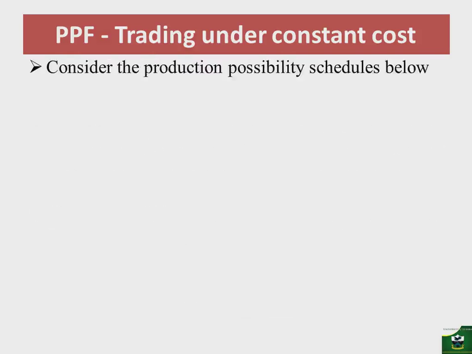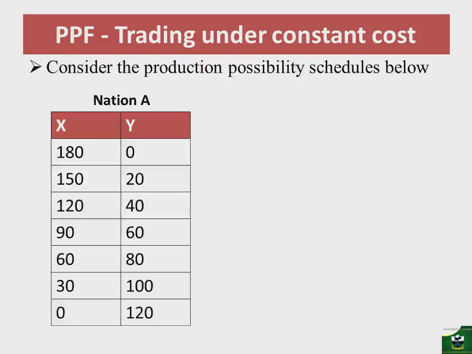So consider the production possibility schedule below. We start with nation A, where we are producing only two commodities, X and Y, and the values of X are reducing as you go down, whereas the values of Y are increasing as you go down, which means that the more of Y a nation is producing, the less of X will be produced, and the more of X the nation produces, the less of Y the nation will produce.